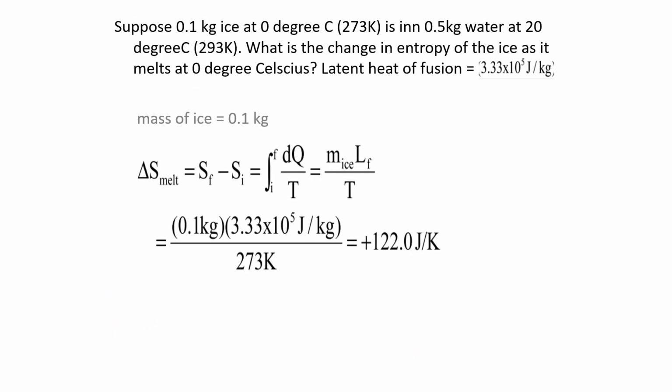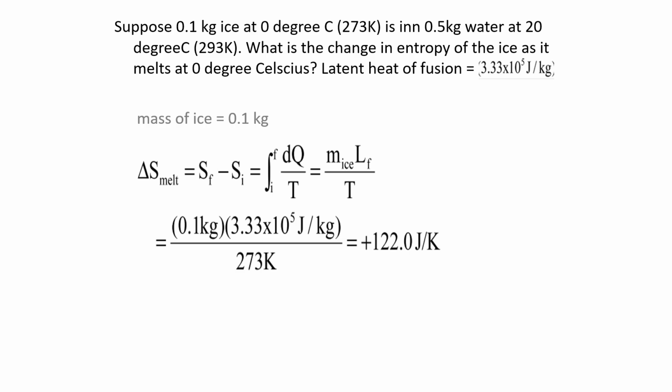Then I mentioned another type of problem where instead of volume, we are given heat or latent heat. I'll read the question. Suppose 0.1 kg ice at 0 degree Celsius, that is 273 Kelvin, is in 0.5 kg water at 20 degree Celsius, that is 293 Kelvin. What is the change in entropy of the ice as it melts at 0 degree Celsius? Latent heat of fusion is 3.33 into 10 power 5 joules per kg.